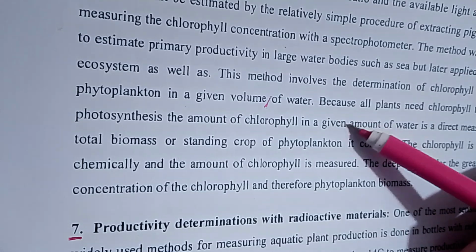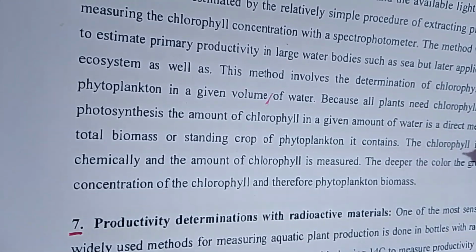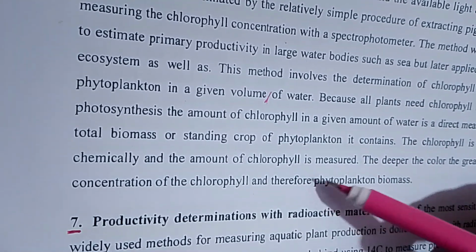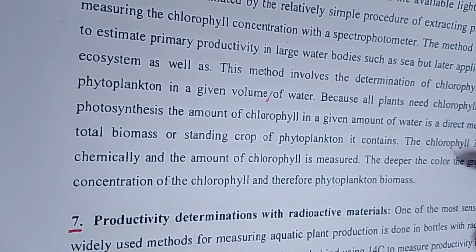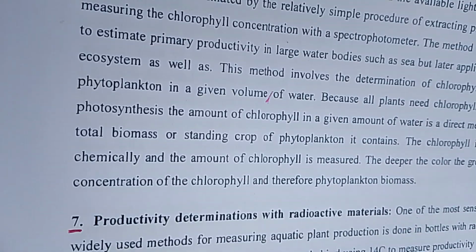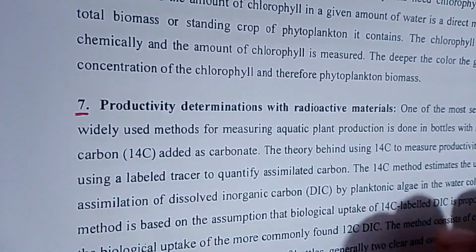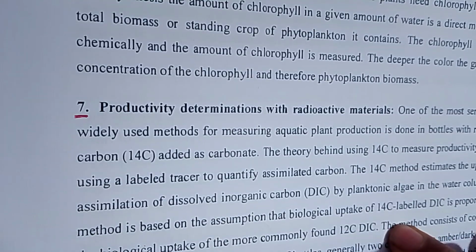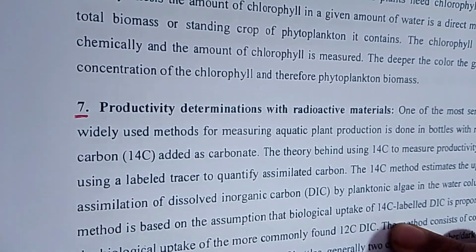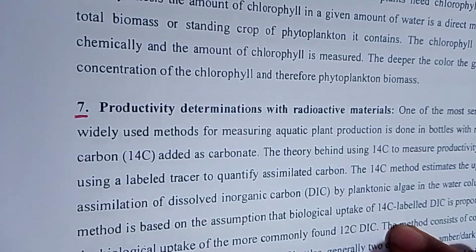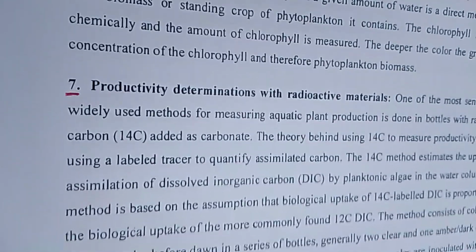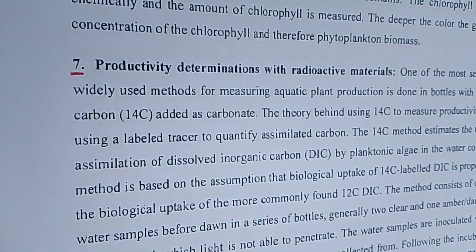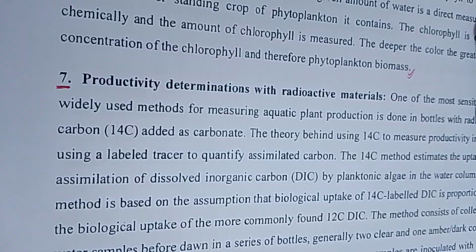This method involves the determination of chlorophyll content of phytoplankton in a given volume of water. Because all plants need chlorophyll to carry on photosynthesis, the amount of chlorophyll in a given amount of water is a direct measure of the total biomass or standing crop of phytoplankton it contains. The chlorophyll is extracted chemically and the amount of chlorophyll is measured. The deeper the color, the greater is the concentration of the chlorophyll and therefore the phytoplanktonic biomass.